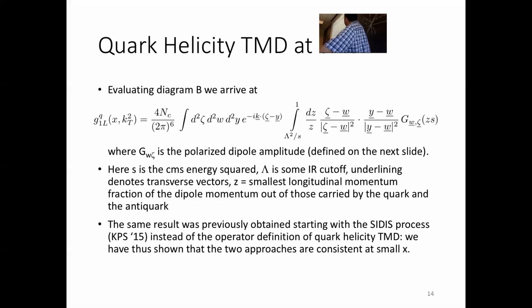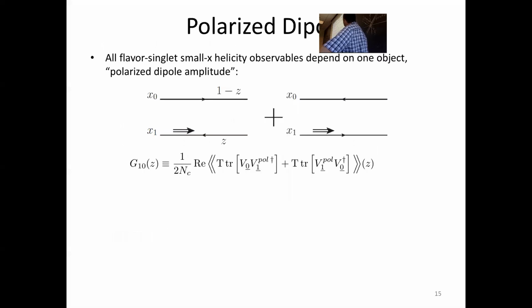Okay? So the bottom line, I don't want to dwell on it too much, but we have to say the quark helicity TMD at small x is really related to something which we call the polarized dipole amplitude G. Okay, so this G amplitude is defined in the following way. You take, so this was our original Wilson line, just the eikonal line, and this is the anti-quark line which interacted in a spin-dependent way.